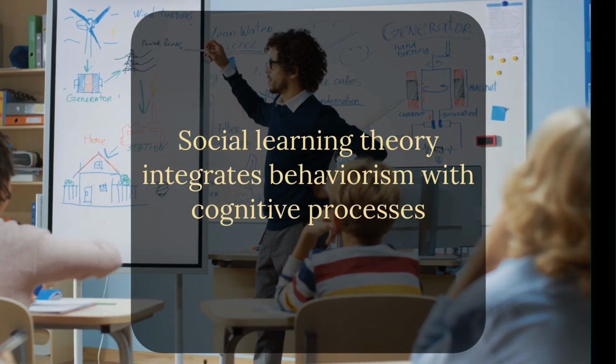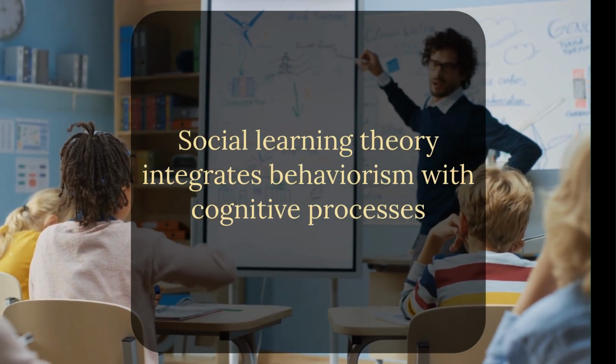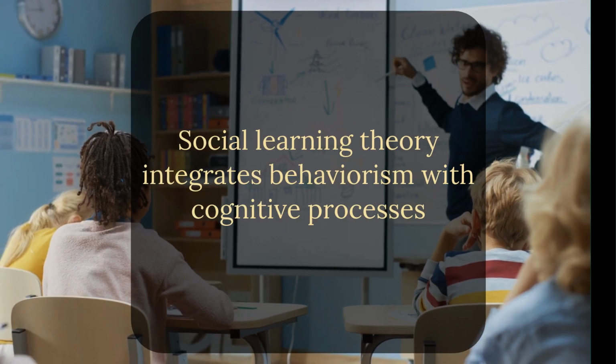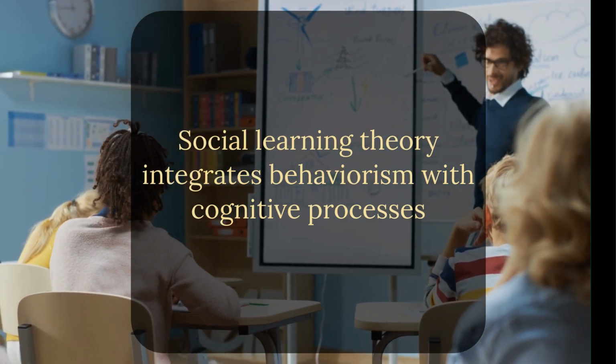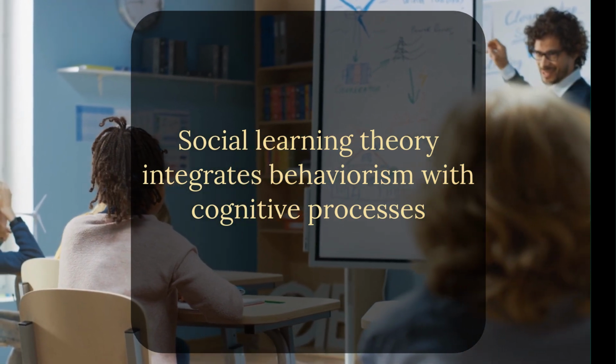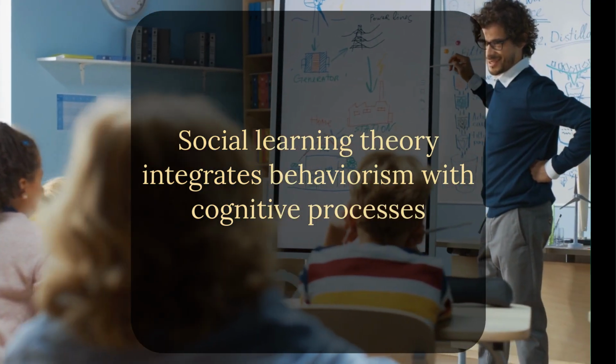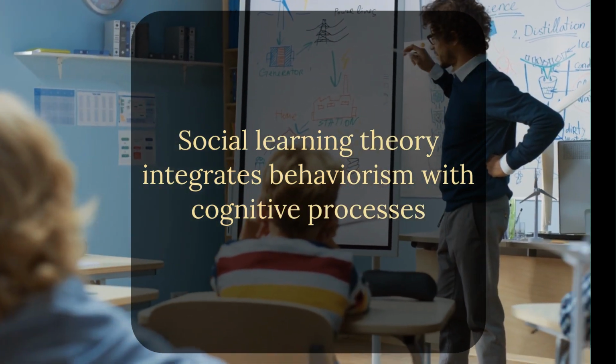Social learning theory emphasizes environmental influence. It is applicable in parenting, education, and media. The theory integrates cognitive processes with behaviorism. It explains a wide range of behaviors. This broad relevance makes it a valuable framework.